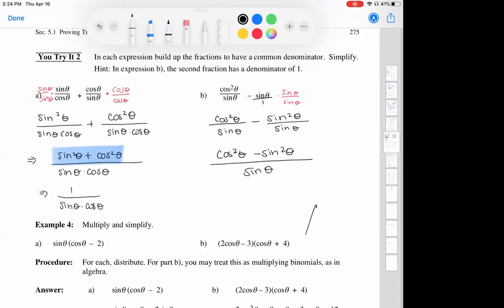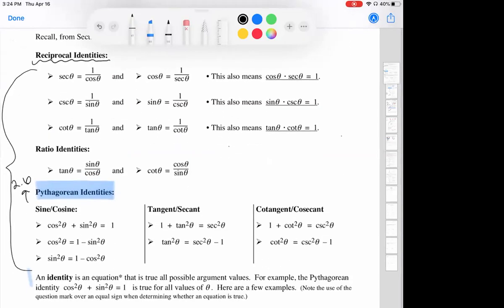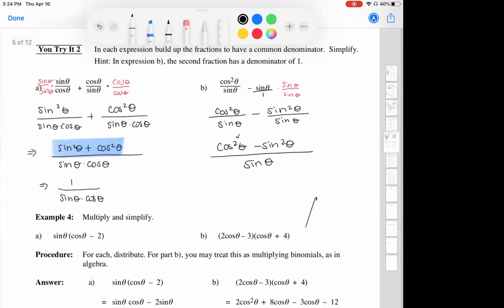I see squares, so let's go ahead and take a look at our first rule. This time I have a minus. If I want to use sine and cosine together, they equal one. But maybe I can simplify it. Maybe instead of cosine squared, I replace it with one minus sine squared theta. Let's go ahead and do that. Instead of cosine squared, I'm going to write one minus sine squared theta. See if that makes it any simpler.